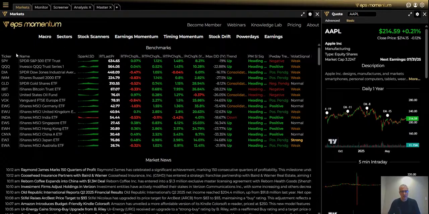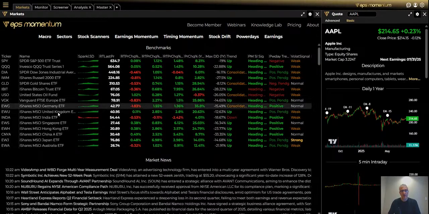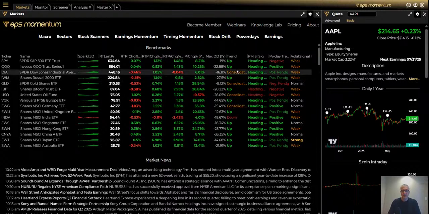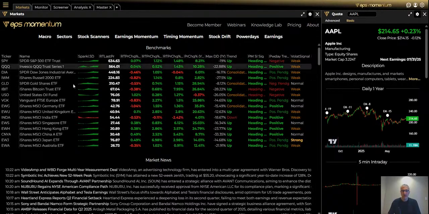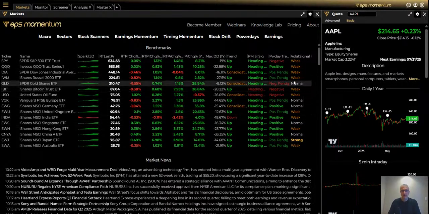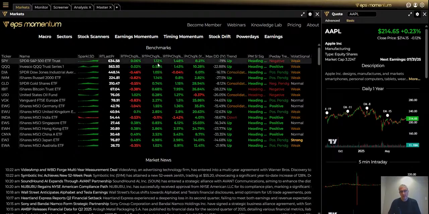So the benchmarks, you have all the major benchmarks around the world, all the ETFs that represent those countries. You have the S&P, Nasdaq, Dow Jones, Russell. Then you have gold, Bitcoin, oil, and then other ETFs. Obviously, you can have a monitor that replicates that or configure this the way you want. The nice thing about this is, well, first you can track what they've been doing over the last 5 days very quickly, over the last 20 days or since the beginning of the year.